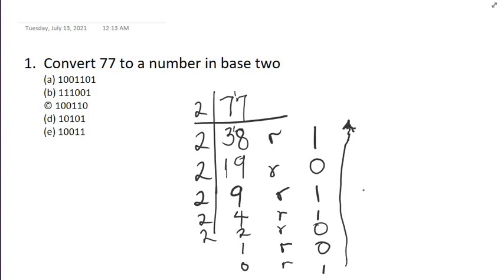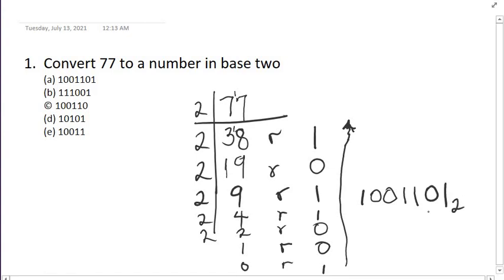So we have 1, 0, 0, 1, 1, 0, and then the last one. What I have is in base 2. So let's look for the right option. That's option A.